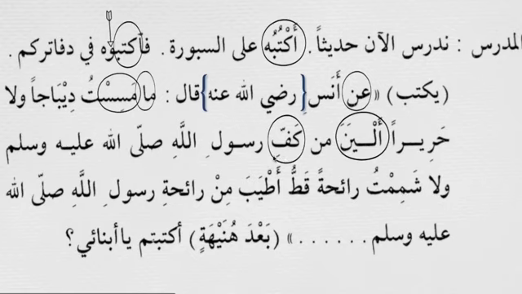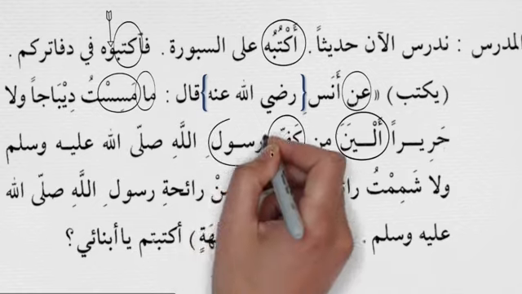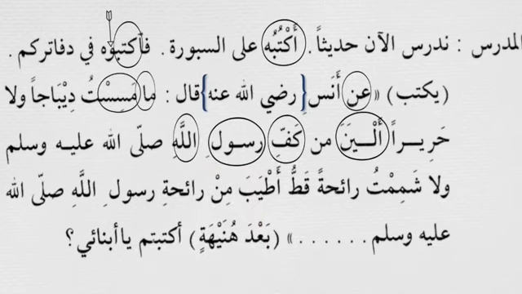So kaffi, min kaffi, with a single kasra, because it is mudaf, and Rasul is mudaf ilayhi, and Allah is your final mudaf ilayhi. So ma masistu dibajan wala hariran alyana min kaffi Rasulillahi sallallahu alayhi wasallam. So here sallallahu alayhi wasallam is your parenthetical sentence, which we give as a mark of respect to the Prophet ﷺ. It is an obligation for all Muslims: whenever you hear the name of Prophet Muhammad ﷺ, you have to send salutations, peace and blessings. We're going to do sallallahu alayhi wasallam in future, inshallah.